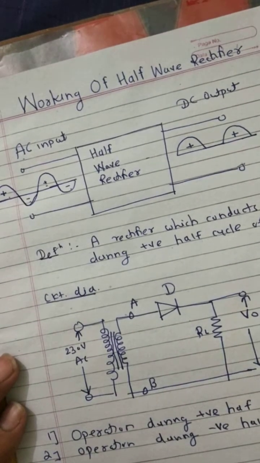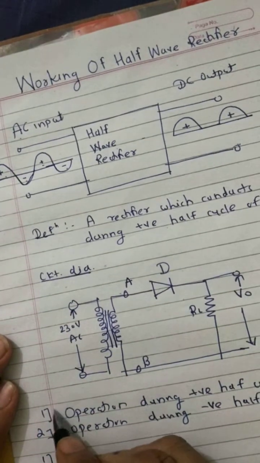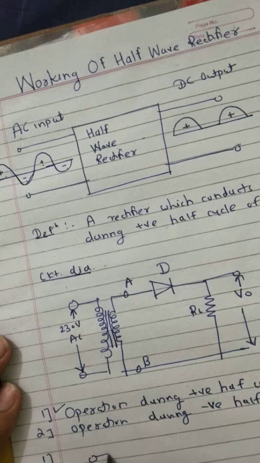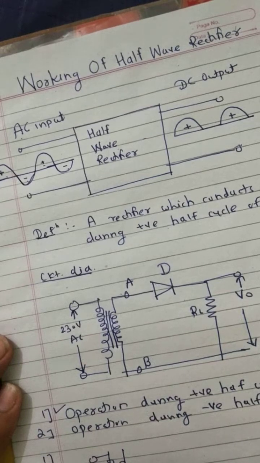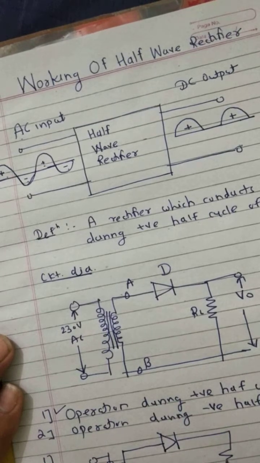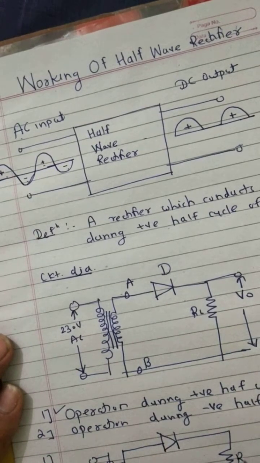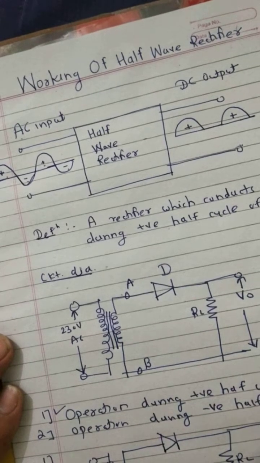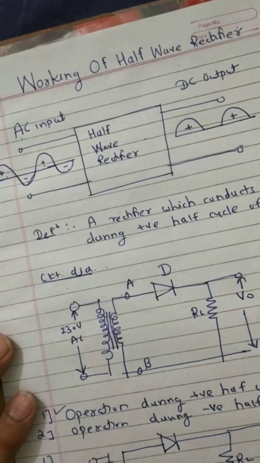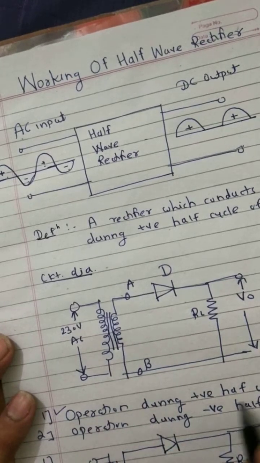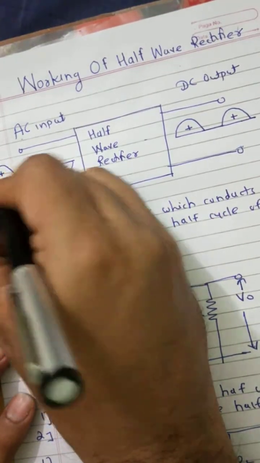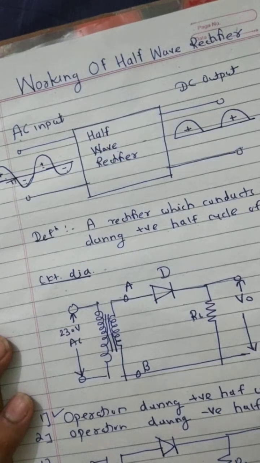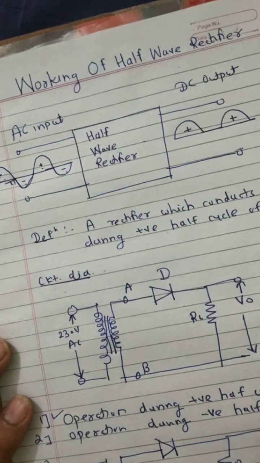So first we will see the operation during the positive half cycle, that means this part. For that purpose we have to redraw the half wave rectifier circuit like this, which is called the equivalent circuit of half wave rectifier. Here it is diode D, load resistance RL, and here it is V output. I am showing the output voltage VO like this. As we are seeing the operation during the positive half cycle, this portion is from 0 to pi.